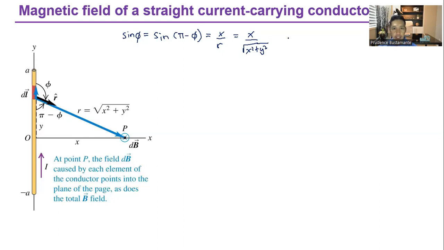So what else? dl again, dl cross r hat. r hat just shows the direction into the plane. So this is equal to this one, into the plane, into the page. That's the direction of our magnetic field.